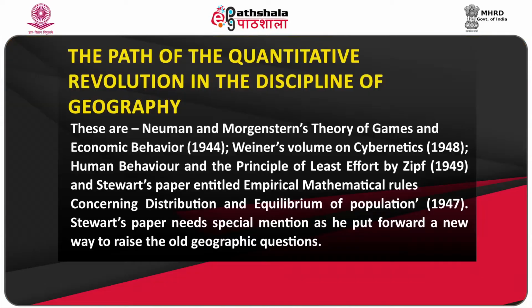The roots of the revolution were in the following publications, which had a significant influence on the incidence and growth of quantification in geography. These were von Neumann and Morgenstern's Theory of Games and Economic Behavior, 1944, Wiener's volume on Cybernetics, 1948, Human Behavior and the Principle of Least Effort by Zipf, 1949, and Stewart's paper entitled Empirical Mathematical Rules Concerning the Distribution and Equilibrium of Population, 1947. Stewart's paper needs special mention as he put forward a new way to raise the old geographic questions.